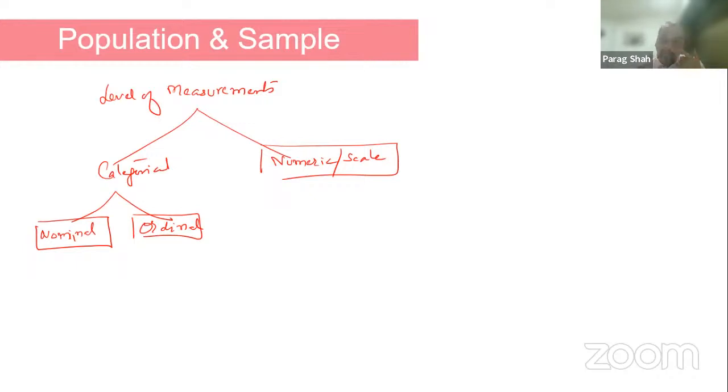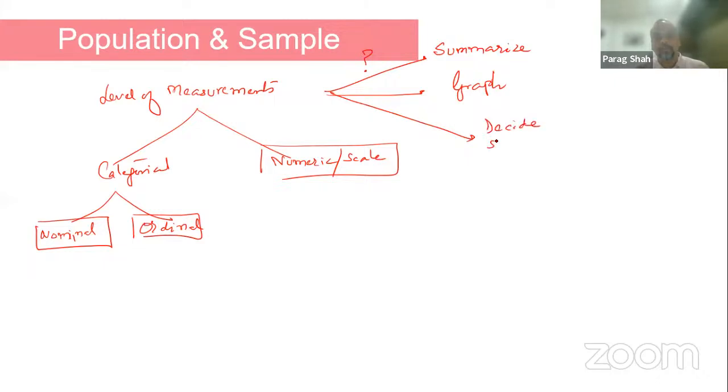And if you recollect, one of the slides that I gave in the last session was why this level of measurement is important. So one, to understand or to summarize it correctly, meaning rightly use mean, median, and mode or standard deviation and all. Secondly, to draw an appropriate graph. And third is to decide a suitable hypothesis test. So all these three, out of that, we have already done two in my first session.